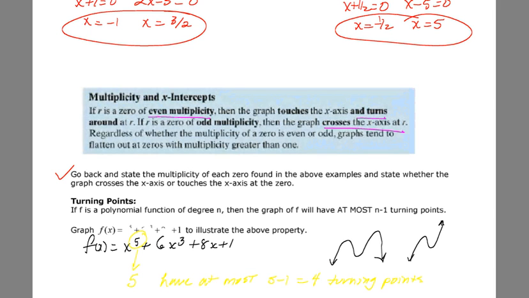That's the most turning points you would have if you had a 5th degree polynomial function. So you would only see 1, 2, 3, well, 4. I didn't really graph that one. Let's just graph one up here that would have 4 turning points. Let's say there's 1 turning point, 2, 3, maybe something like that, where there's 1, 2, 3, 4 turning points. That's the most turning points a 5th degree polynomial function would have.